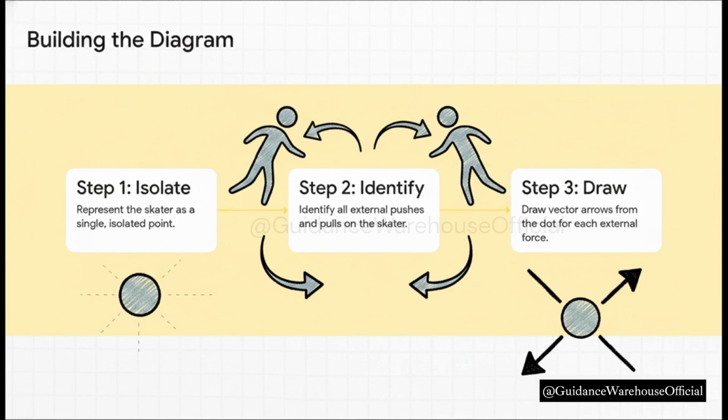Step 2, we identify the external forces. So who is pushing or pulling on the skater from the outside? It's the two other skaters, right? Those are our external forces. And finally, step 3, we draw and label the forces. We draw one arrow pointing out from our dot in the direction the first friend is pushing, and a second arrow for the second friend. And that's it. We've done it. We've successfully isolated the system and visualized all the external forces acting on it. That is a complete free body diagram.